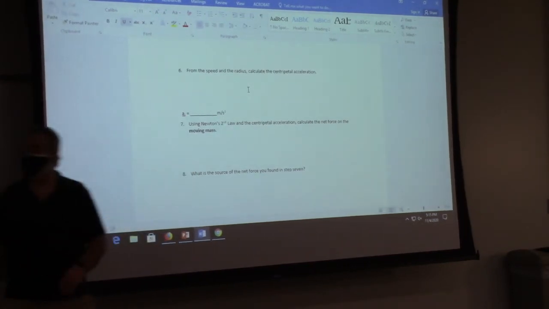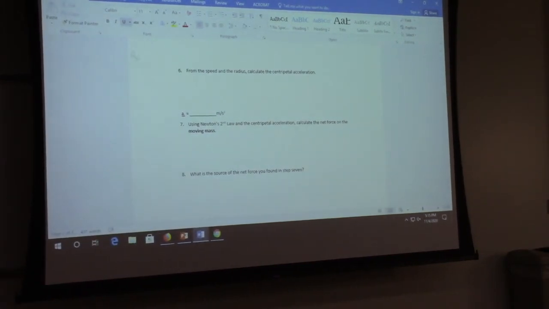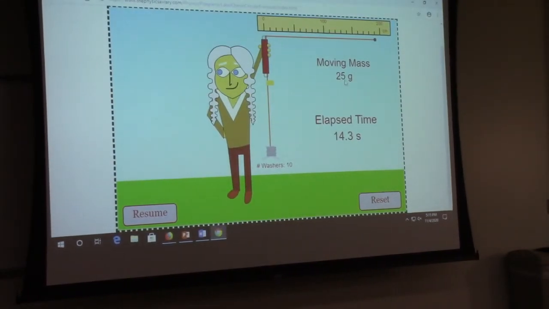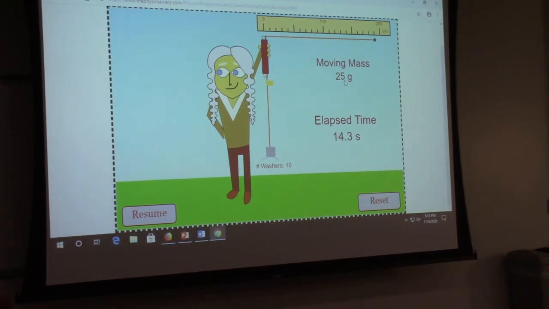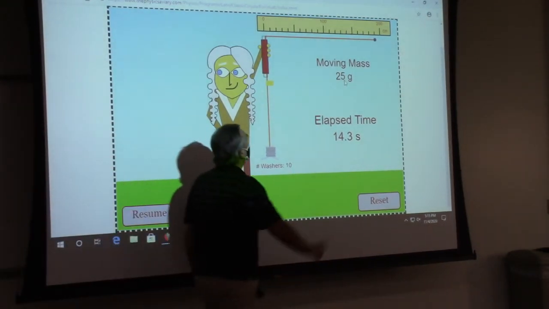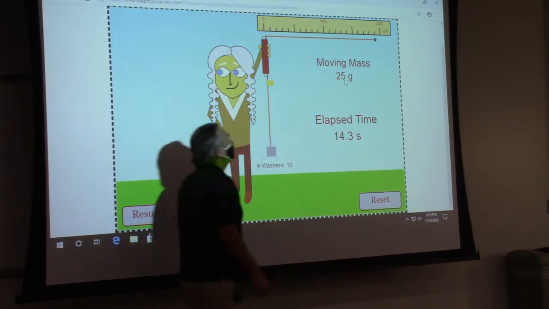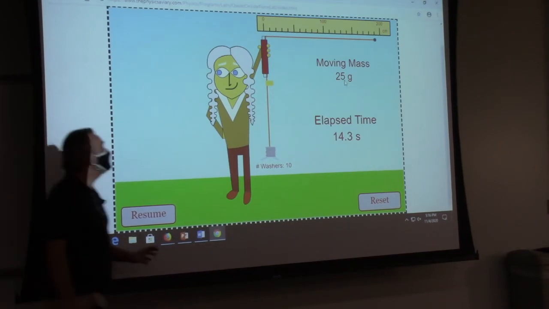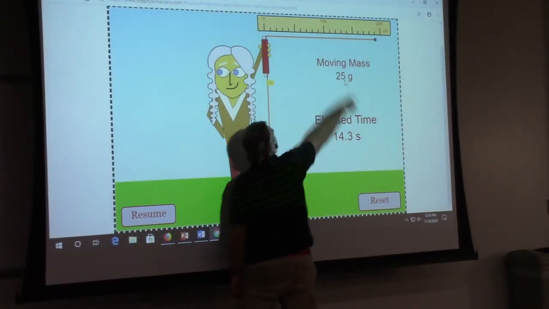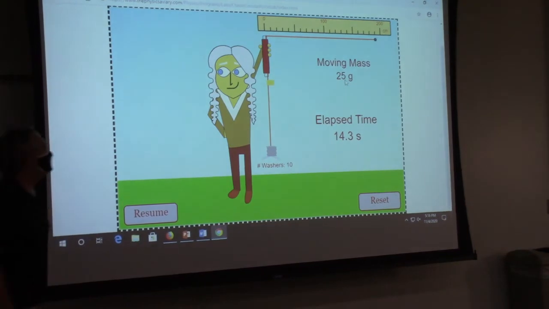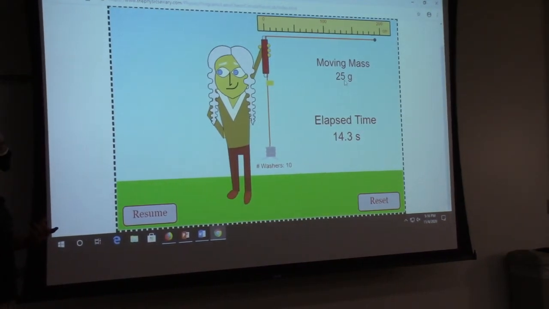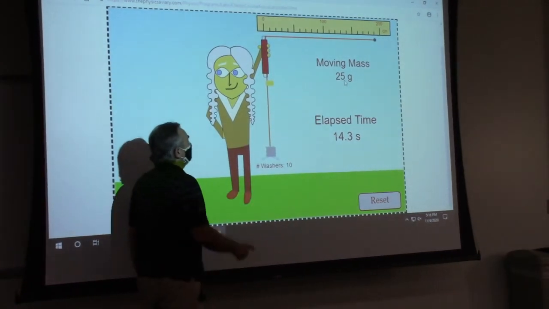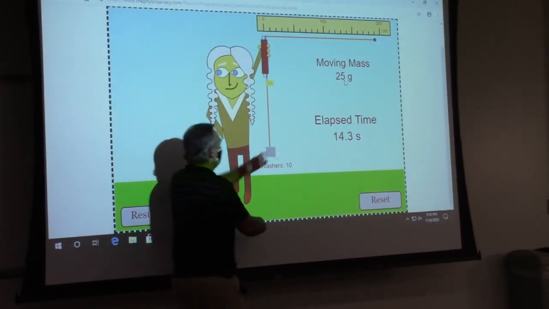And then let's look back at the picture again. So 25 grams, change it into kilograms, remember, divide by 1,000. And then you can get the net force that's on the moving mass. So whenever you're going in a circle, remember, there has to be a force towards the center. It's the tension in that string on the moving mass that provides the force towards the center. That tension is the same as this tension because it's the same string.